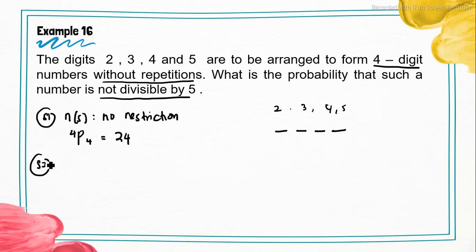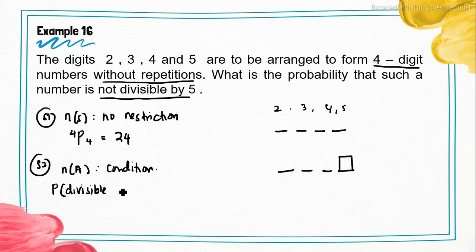Okay, step 2. Kita nak cari NA kita. So, now with condition. Apa condition daripada soalan kita? So, dia kata 4 digit numbers, and the number which is not divisible by 5. Yang tak boleh dibahagi dengan 5. Yang tidak boleh dibahagi dengan 5. So, dekat sinilah. Okay, so macam mana kita nak cari nombor yang tak boleh dibahagi dengan 5 ni? So, saya boleh cari dulu yang divisible by 5 dulu.